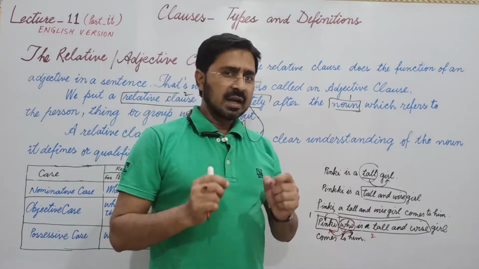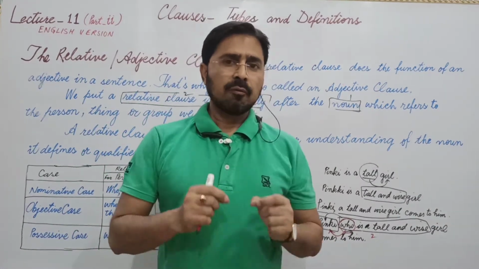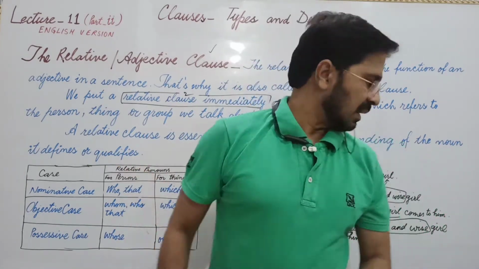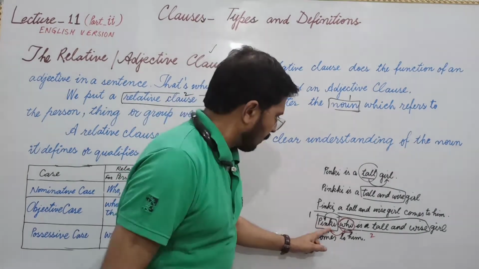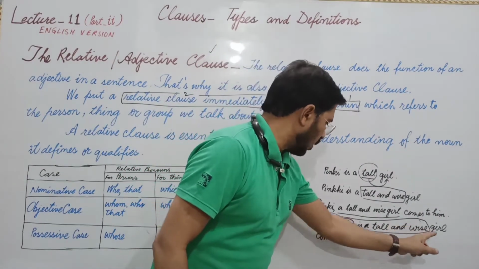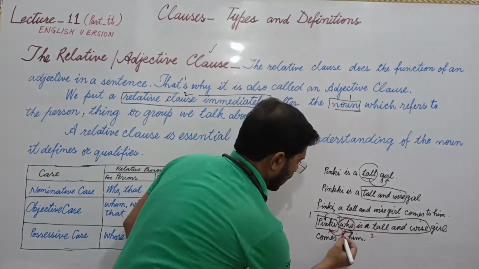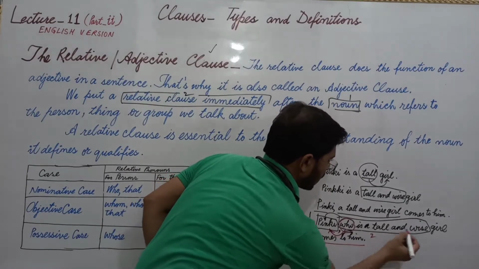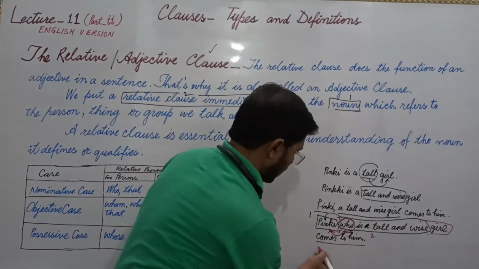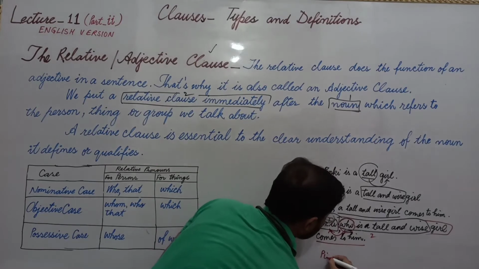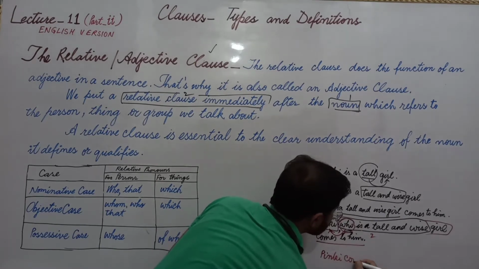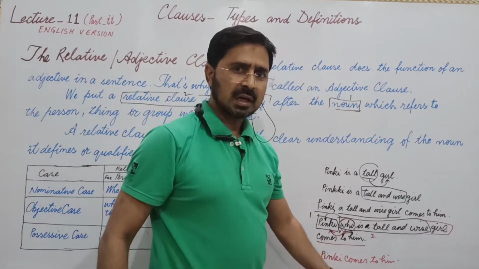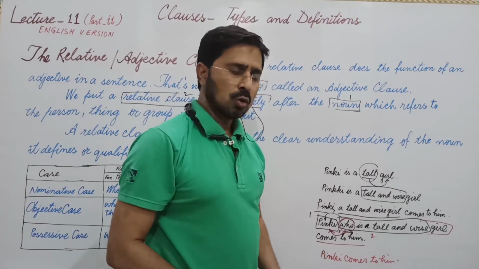It means a relative clause or adjective clause begins with relative pronouns and relative adverbs. Here is the chart, and I'll explain it later. First, let's understand here. Pinky, who is a tall and wise girl, comes to him. Pinky comes to him. This is the full part. Comes to him means Pinky comes to him. This is a normal simple sentence. Simple sentence means a sentence based on one verb.